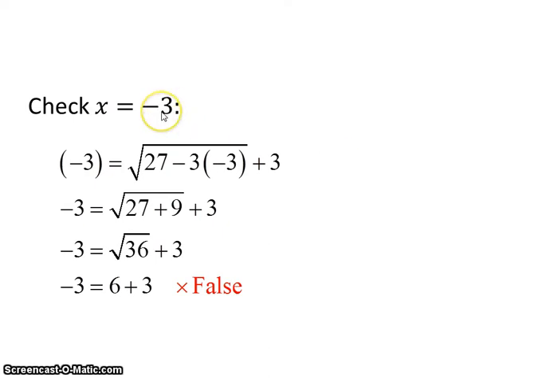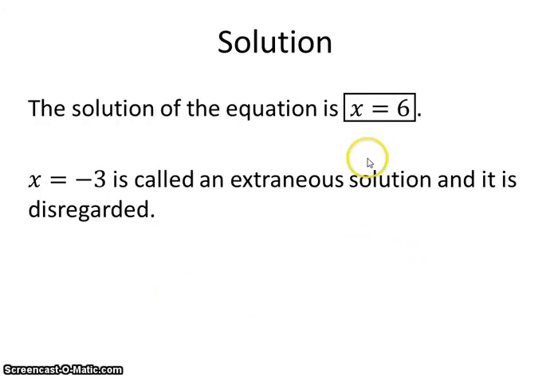Our other is x equals negative 3. Plugging that in everywhere we see an x, we get negative 3 equals 27 plus 9 inside the square root, which is 36. Square root of 36 is 6, and we're left with negative 3 equals 6 plus 3, and that is false. So we say that our solution is only the solution x equals 6, and the solution x equals negative 3, we call it an extraneous solution, and we throw it out or disregard it because it is not an actual solution of the original.